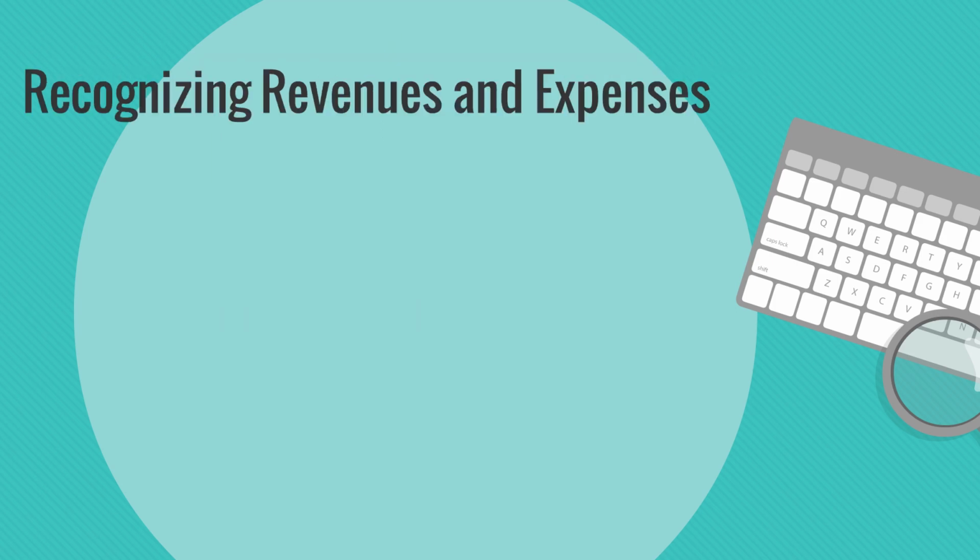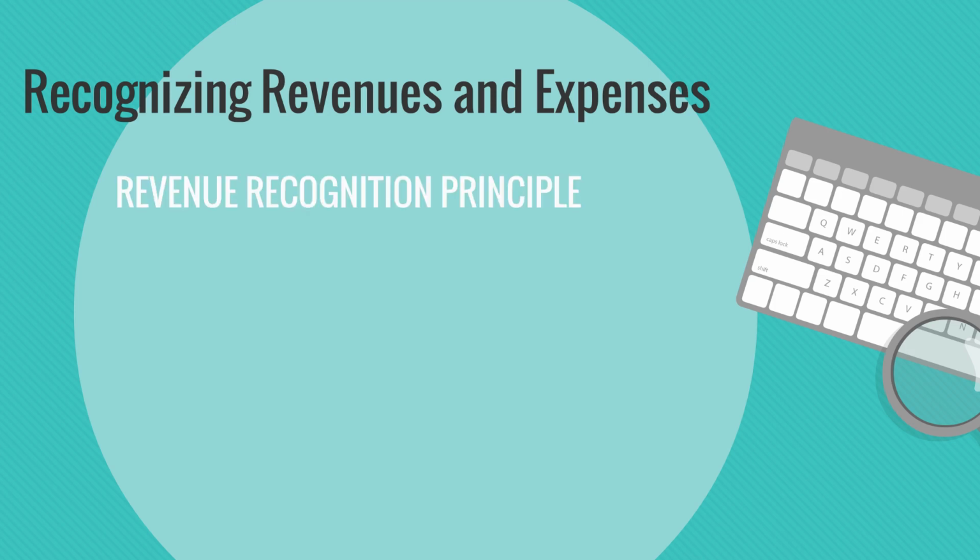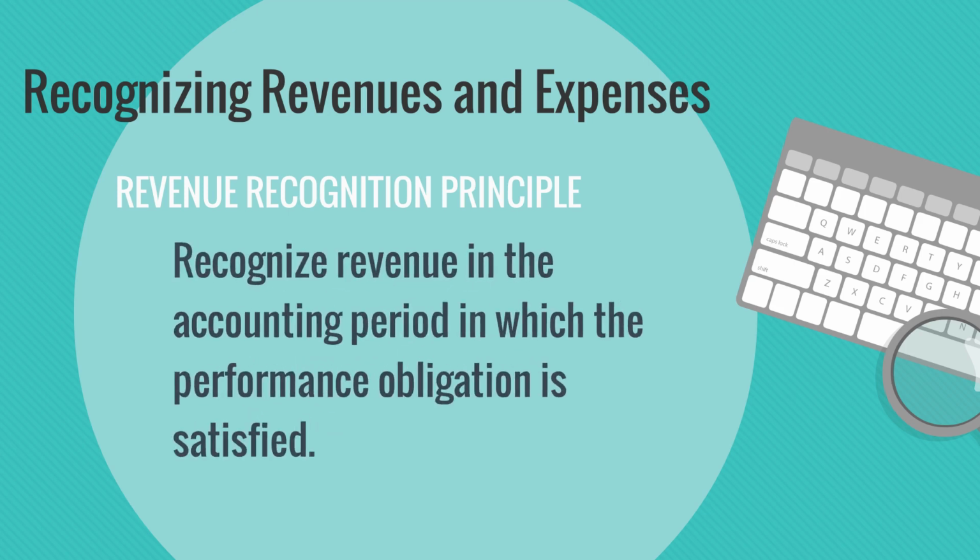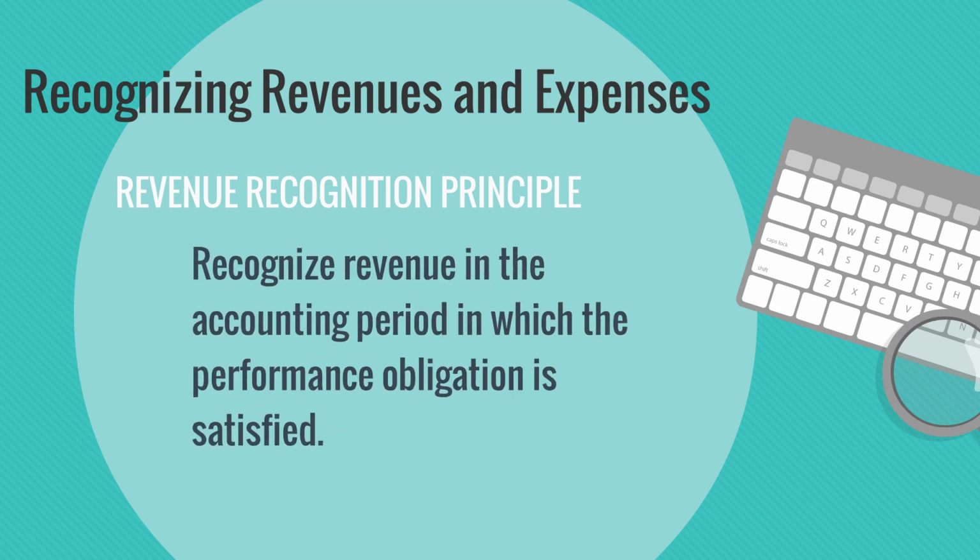It can be difficult to determine when to report both revenues and expenses. The revenue and expense recognition principles help in this task. When a company agrees to perform a service or sell a product to a customer, it has a performance obligation. When the company meets this performance obligation, it recognizes revenue. The revenue recognition principle requires that companies recognize revenue in the accounting period in which the performance obligation is satisfied. This is when either the services have been performed or the products have been delivered to customers.